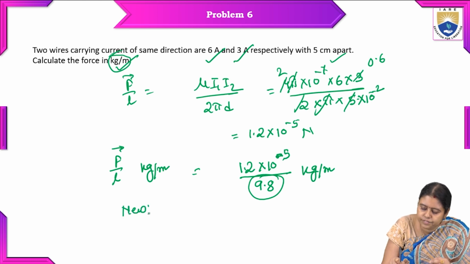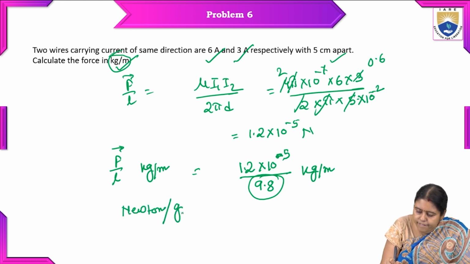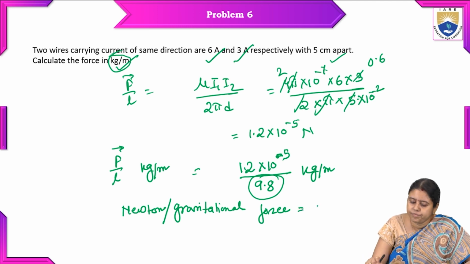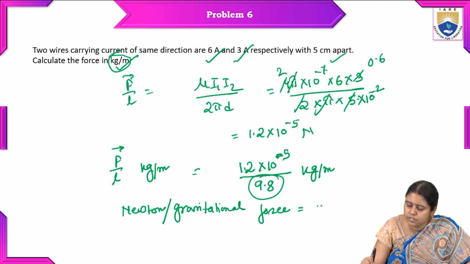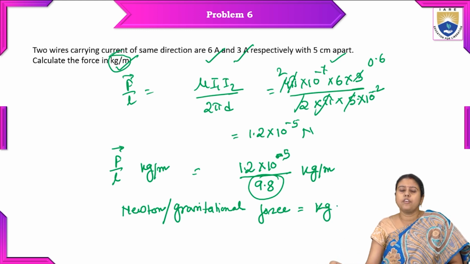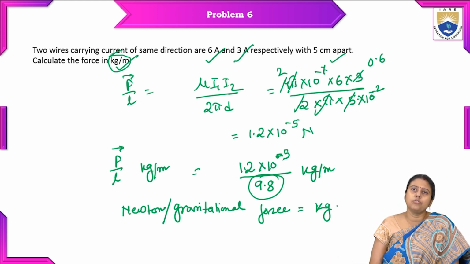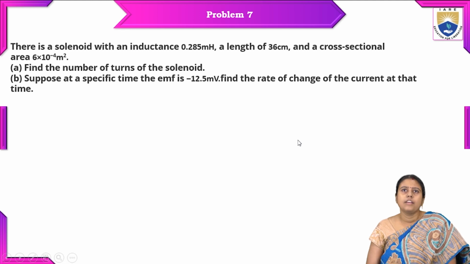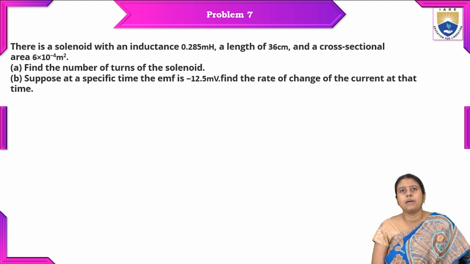Newton by gravitational force is equal to kg. So if we want to convert from Newton using gravitational force, we get the unit kg. Now we are moving to problem number 7.